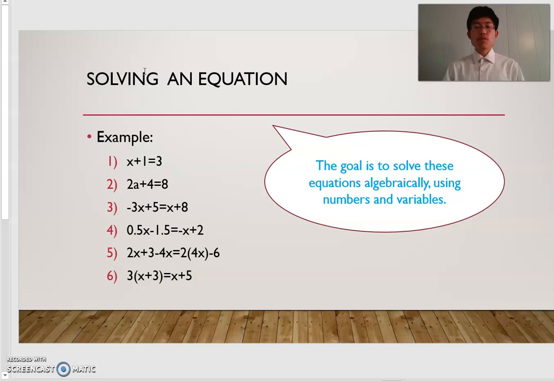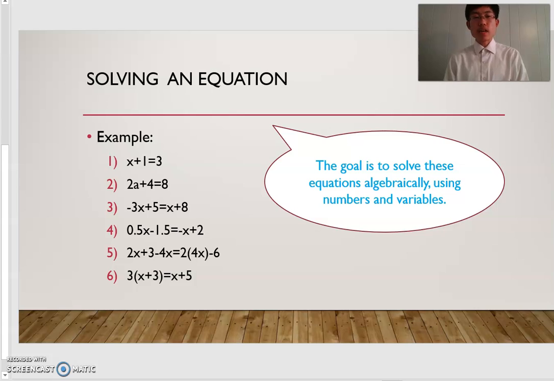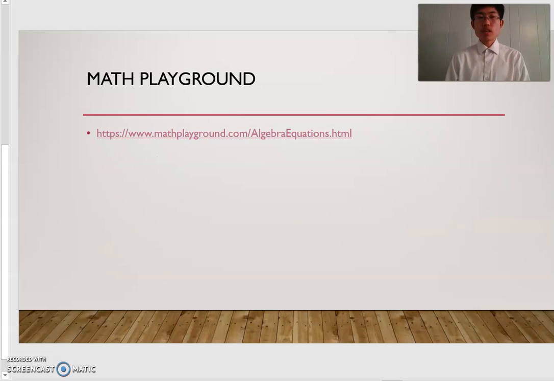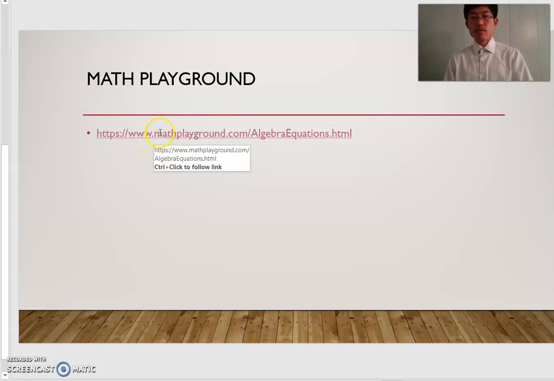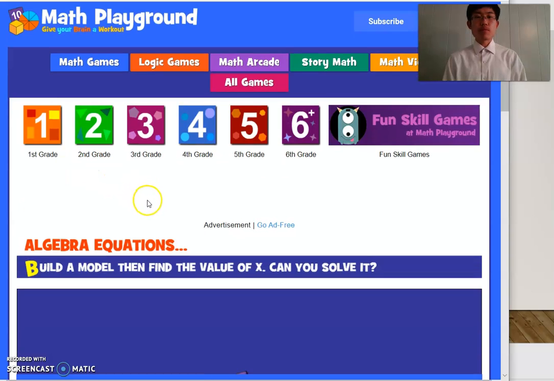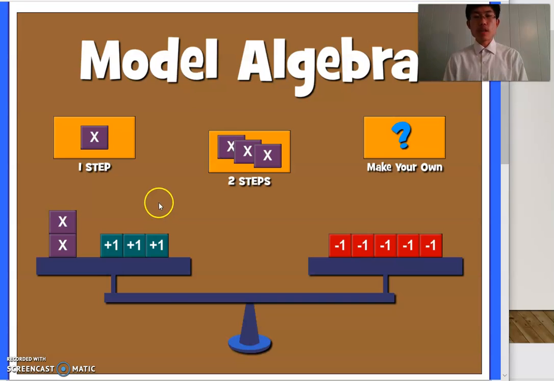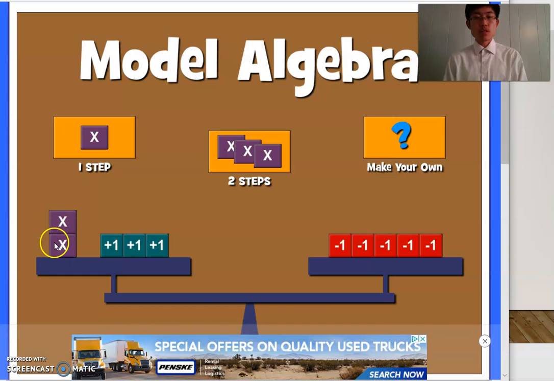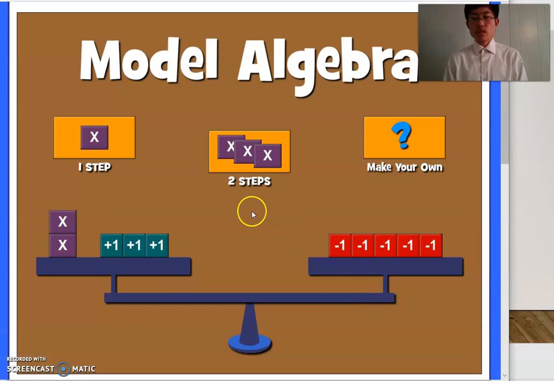Now I'm going to show a couple of equations on the screen, and your goal is to solve these equations algebraically using numbers and variables on paper or whatever. But to help you with that, I'm going to show two websites, and the first one is Math Playground. So I'm going to jump there, and Math Playground uses the Libra that I've just shown, and it uses blocks to represent each variable, letters and numbers and things like that.